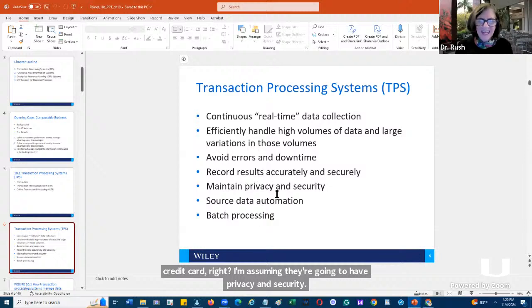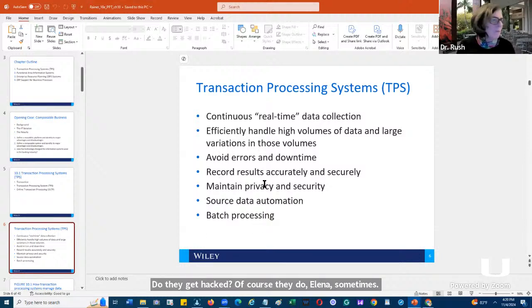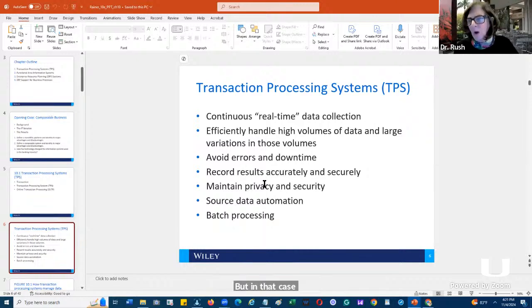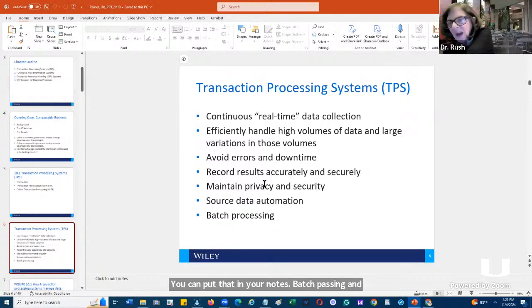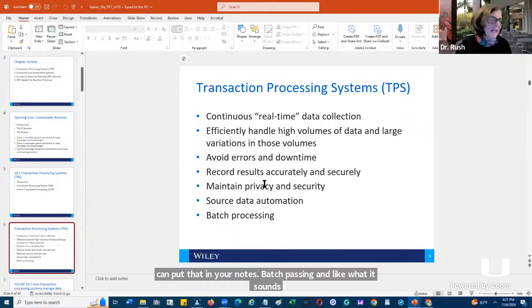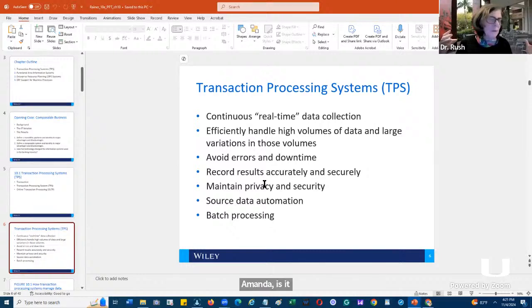But in that case, now we have something called batch processing. And what is batch processing? You can put that in your notes. Batch processing is like what it sounds, Amanda, it is now going to be done as a batch.